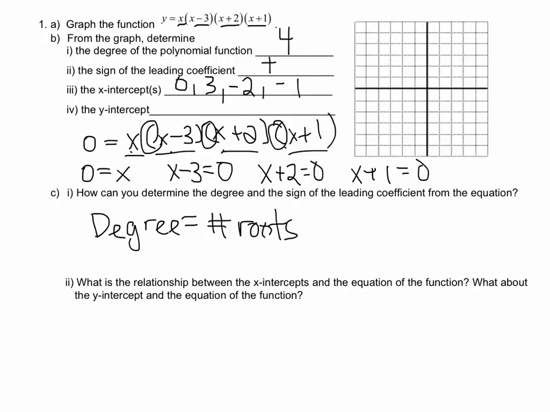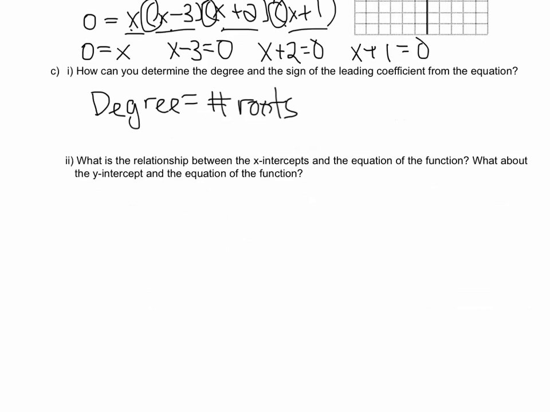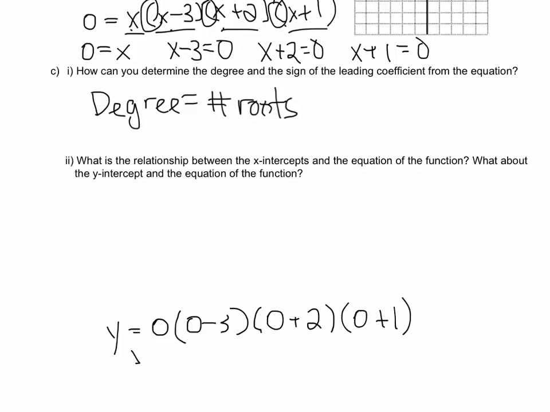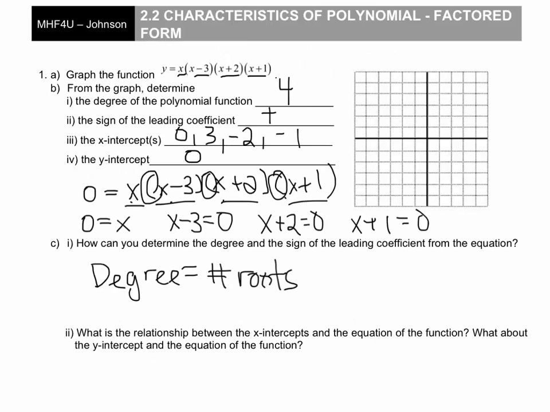To find our y-intercept, we're going to set x equal to 0. Let's just do this down here. We would have y equals x, which is 0, times x minus 3, 0 minus 3, times 0 plus 2, times 0 plus 1. If we solve that, y equals 0. Our y-intercept then is equal to 0.